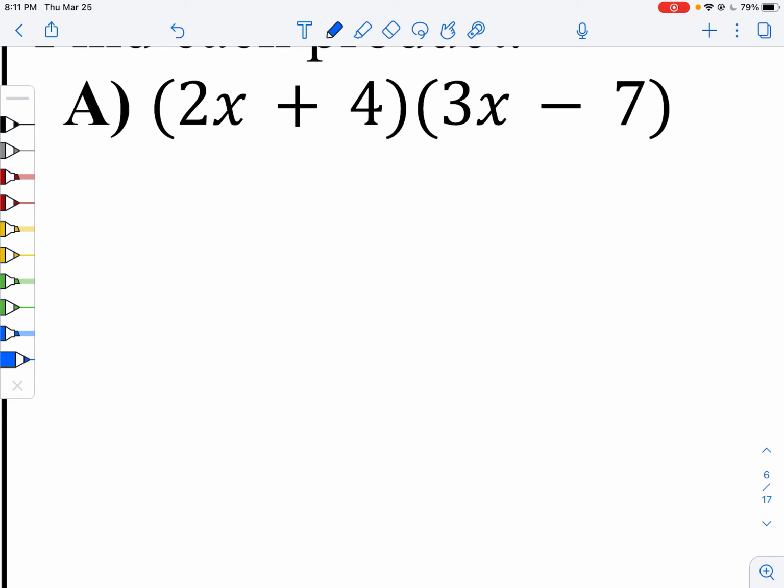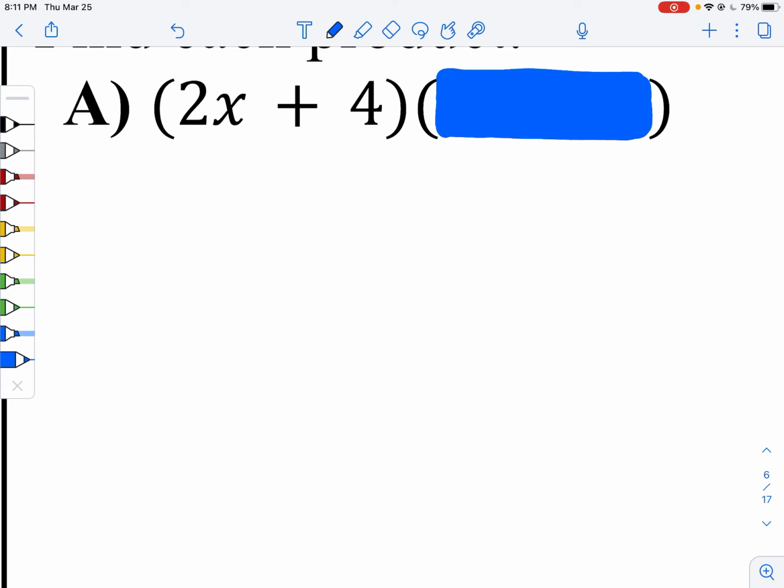I'm going to jump right in by pretending that this is just some number called Bluey, which is also a show about an Australian sheepdog.